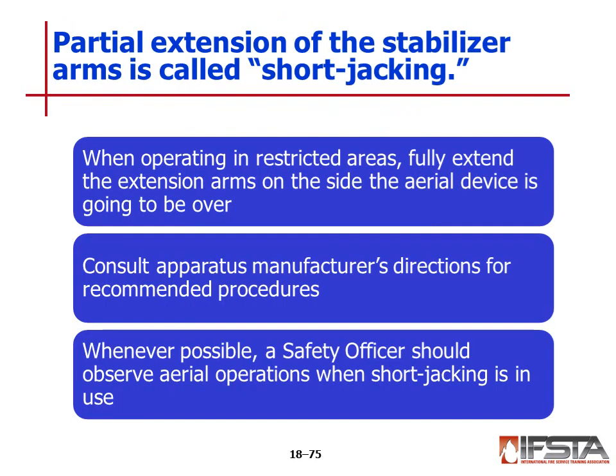Some apparatus allow for partial extensions of the stabilizer arms, sometimes called short jacking. When operating in a restricted area, fully extend the extension arms on the side the aerial device is going to be over. Extend the arms on the opposite side as far as possible. Load and range of safe movement capabilities significantly decrease if the extension arms are not fully extended to their maximum position. Consult the apparatus manufacturer's directions for recommended procedures. Whenever possible, a safety officer should observe aerial operations when short jacking is in use.